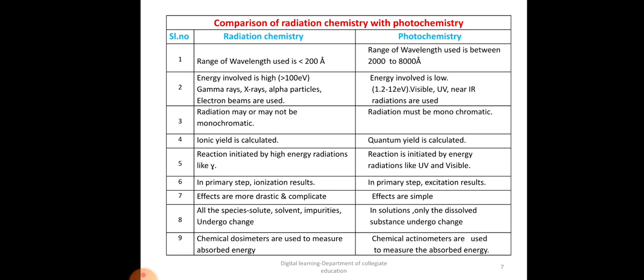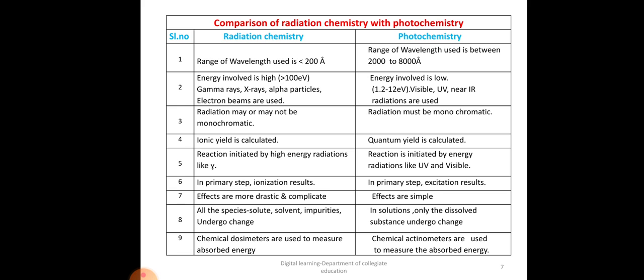Comparison of radiation chemistry with photochemistry. The range of wavelength used is less than 200 angstrom units in radiation chemistry, whereas in photochemistry it is between 2000 to 8000 angstrom units. In radiation chemistry, energy involved is high, that is greater than 100 eV, and gamma rays, X-rays, alpha particles, electron beams are used. Whereas in photochemistry, energy involved is low, that is 1.2 to 12 electron volts. Visible, UV, near IR radiations are used.